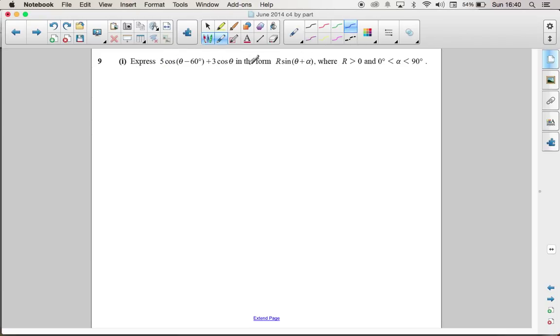Question 9 part 1 is an r sine theta plus alpha question, but it's harder than the usual type of question that we get. We need to use the addition formula to begin with to rewrite cos theta minus 60. So that's what I'm going to start with. I'm going to use my addition formula on this.